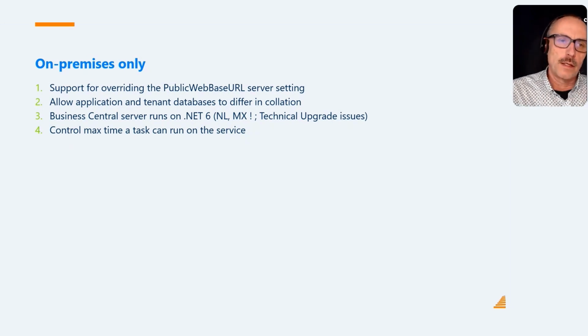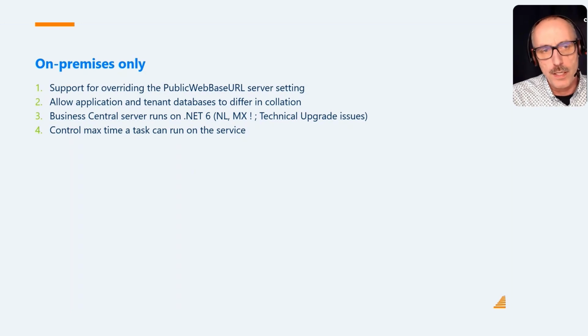Also, a Business Central environment has an application database and has tenant databases. And until now, these databases should have the same collation, and the collation is the sorting order of the text inside the database. And you had a problem if there was a difference. And from this version on, you can have different collations in different tenant databases, and they will all be served by the same application database.